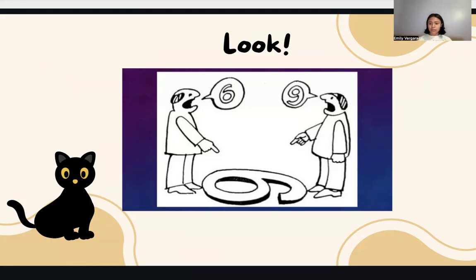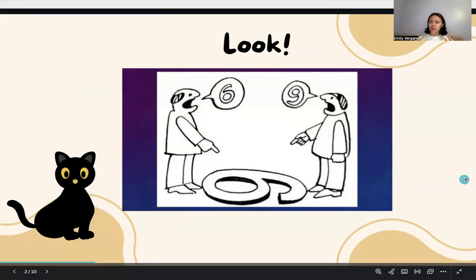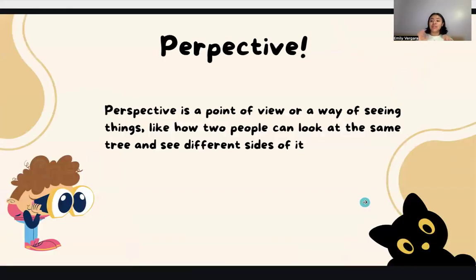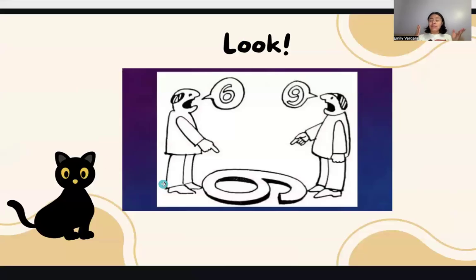Now, the word perspective, I'm going to be using this word a lot in our lesson today. And now we are going to go into what this word means and how we're going to use it in our lesson. Now, perspective. Perspective is a point of view or a way of seeing things, like how two people can look at the same tree and see different sides of it. This goes back to our picture over here, where we see them looking at the exact same thing, just differently. It's the same thing, but they see it and they perceive it differently.